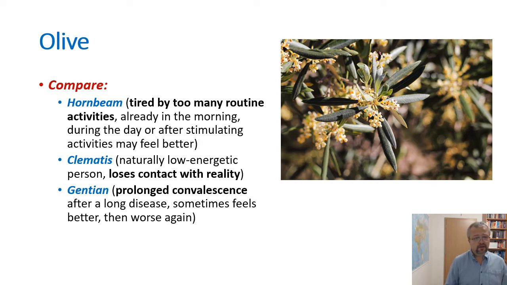And gentian is another remedy for prolonged convalescence after some serious disease. In gentian, there are alternations of getting better and worse, and in olive, it's protracted exhaustion.